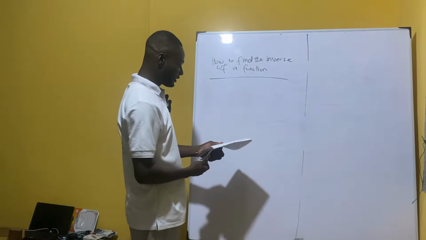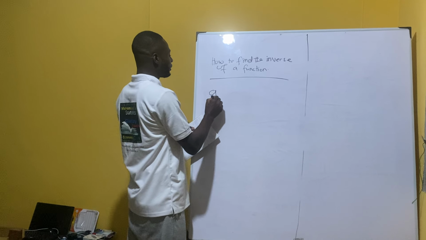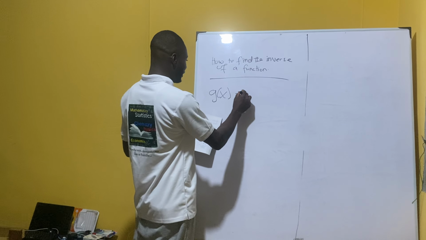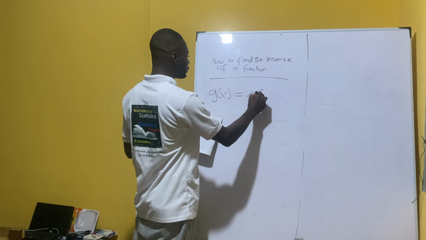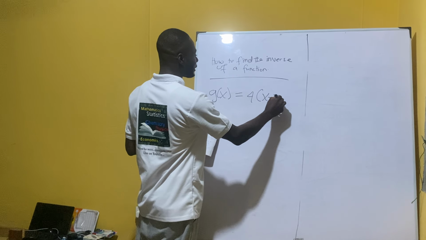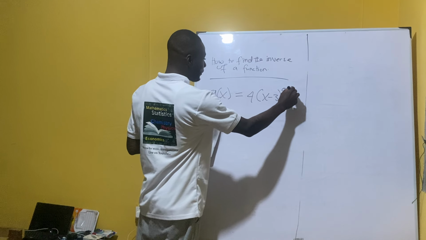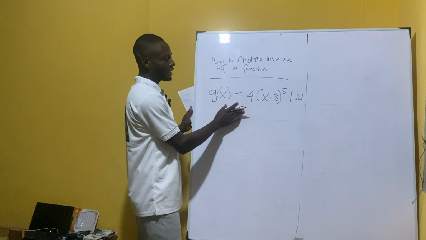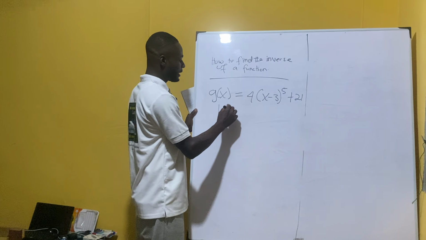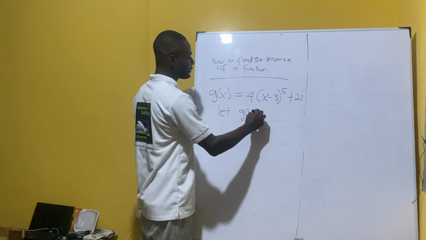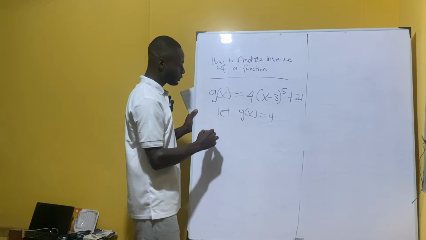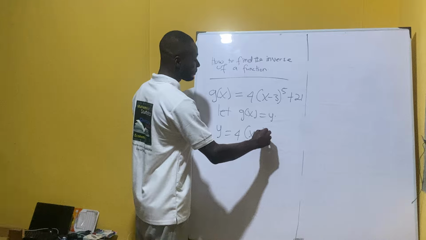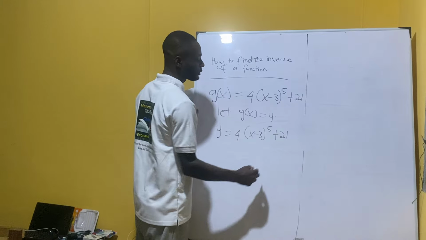On how to find the inverse of a function. Our fourth problem is g of x is equal to 4 into x minus 3 power 5 plus 21, right? When you have a function like this, just let g of x equal y. So y should be equal to 4 into x minus 3 power 5 plus 21, right?